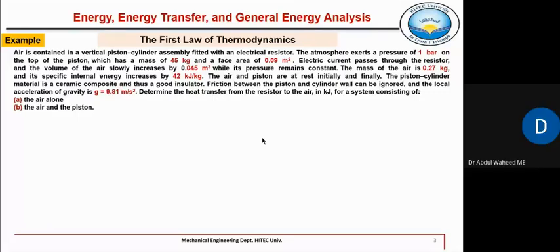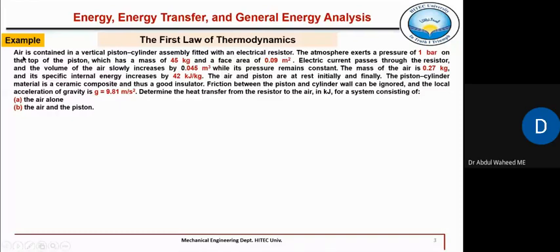Okay, so let's start our lecture. Today we shall solve two numerical problems. Let's solve the first problem related to the first law of thermodynamics.